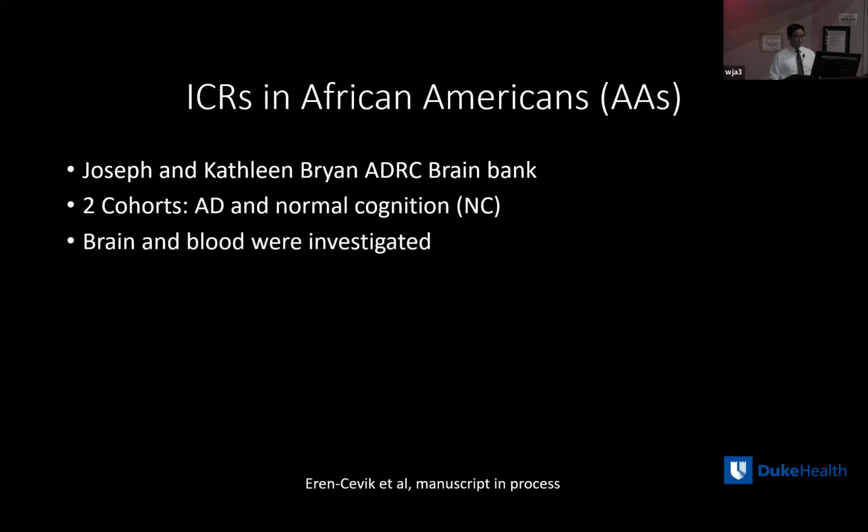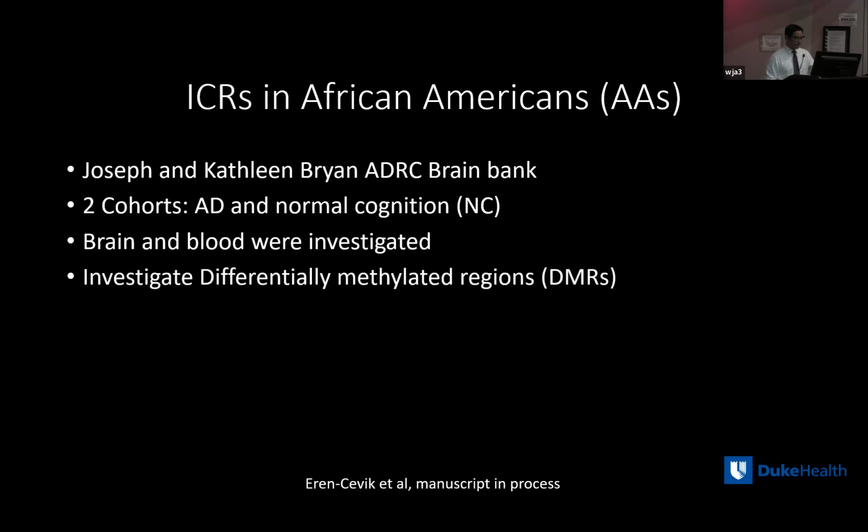The brain and blood were both investigated, but unfortunately I have to tell you that the blood was derived only from the European American population, and we did not have any blood available from African Americans from the brain bank. And then we started to investigate something called differentially methylated regions. You can think of differentially methylated regions as methylated DNA portions that may or may not fulfill ICR criteria. So if differentially methylated regions fulfill that ICR criteria that I talked about, then it's potentially an ICR. Otherwise, it's just considered a differentially methylated region.